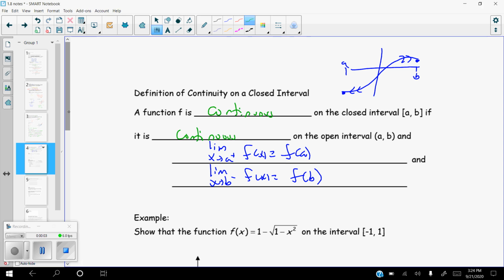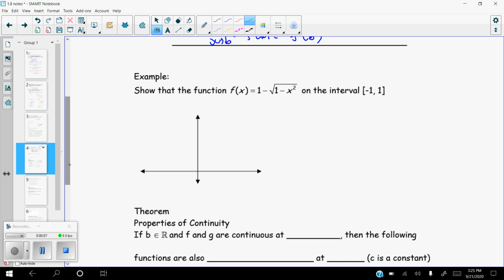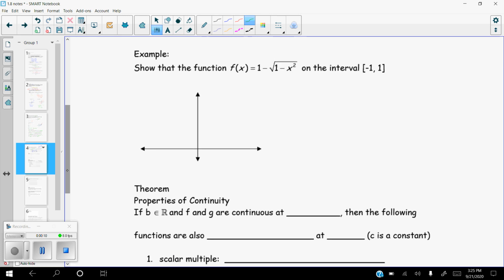All right, section 1.8, video 2. We've talked about continuity and the definition of continuity now on open and closed intervals. You kind of need to use the combination of those to do this next example. I am not going to walk through the entire example all the way through. It's really just not worth it.